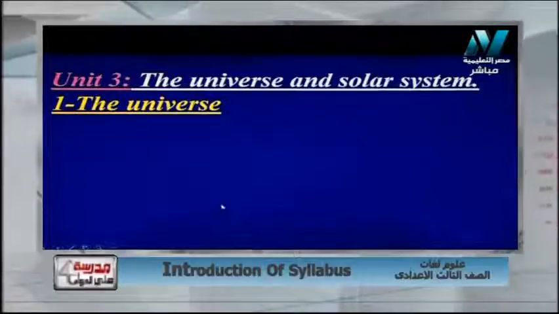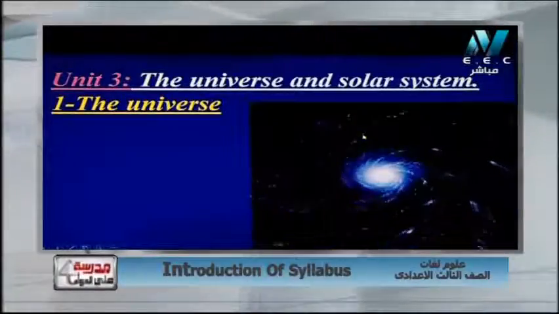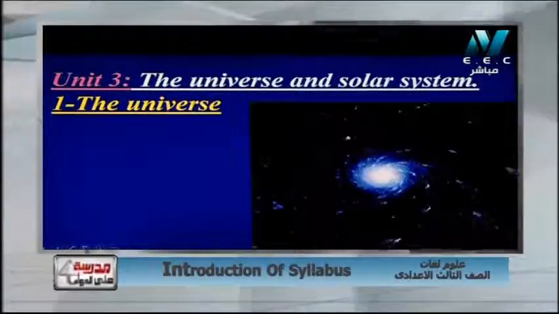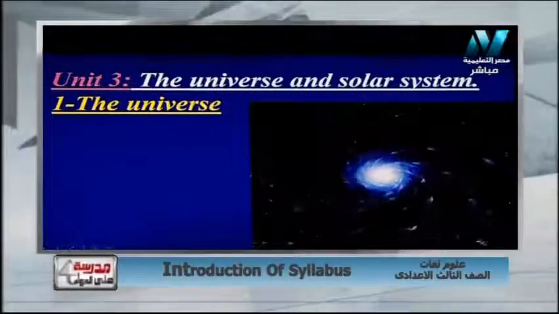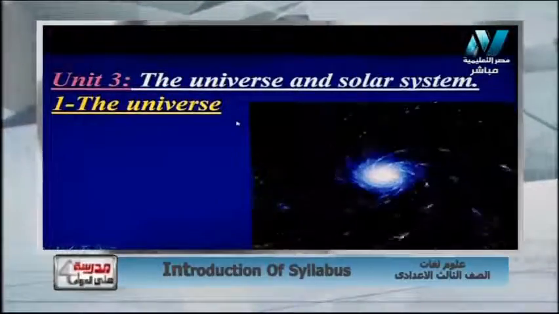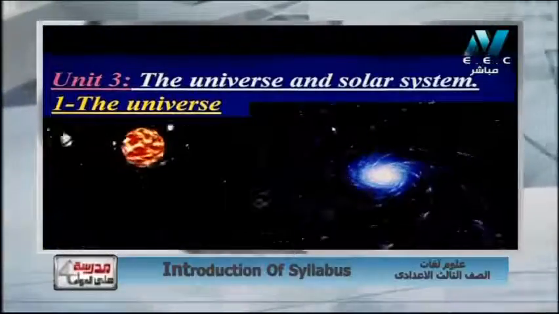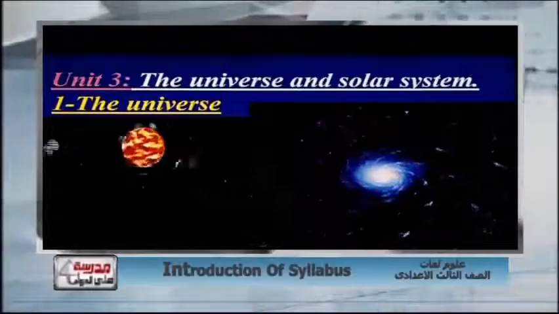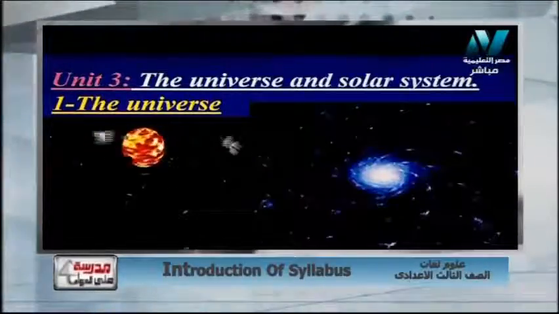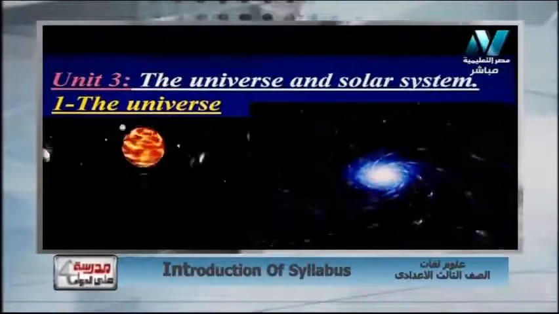Unit 3, the universe and the solar system. We talk about the universe as a Milky Way galaxy. Many galaxies together form the universe. At the same time we have the solar system, one of the components of the Milky Way galaxy.